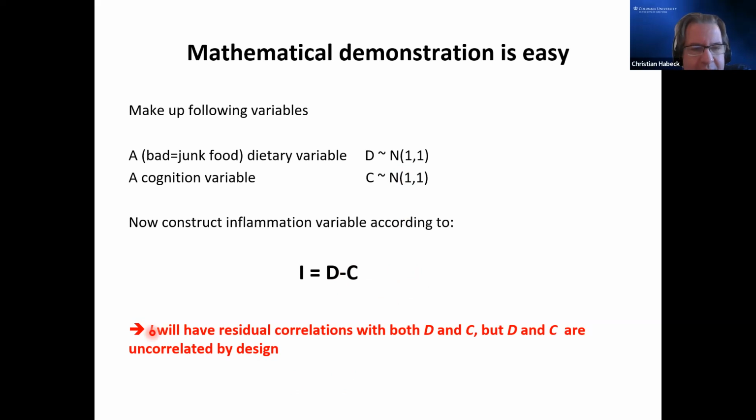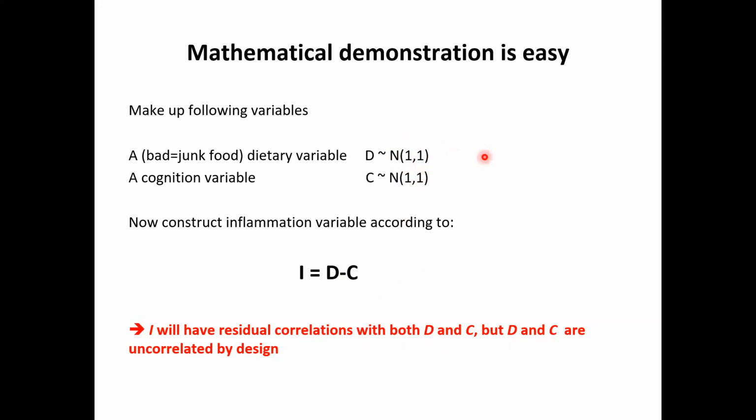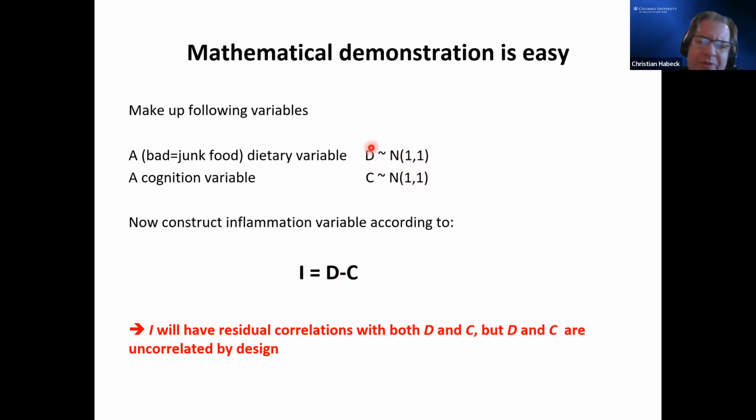This inflammation variable will have a residual correlation with both D and C. But D and C themselves are uncorrelated because I generated them, I sampled them from normal distributions randomly. It doesn't matter what distribution they are really. I just sampled them randomly, made them up. And then this mediator I constructed using both of them.